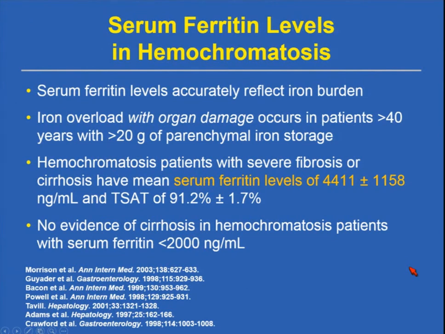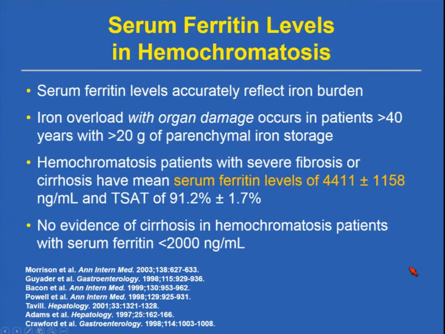And of course, we all understand hemochromatosis is a progressive state of iron accumulation because of lack of hepcidin, so patients absorb much more iron in their diet than they can excrete, and ultimately it overloads the tissues. What they find by doing serial liver biopsies among patients with hemochromatosis and correlating it with their serum ferritin levels at the time is that serum ferritin levels do actually reflect the iron burden in the tissues, but iron overload with actual organ damage does not occur until patients have had hemochromatosis for greater than 40 years with greater than 20 grams of parenchymal iron storage.